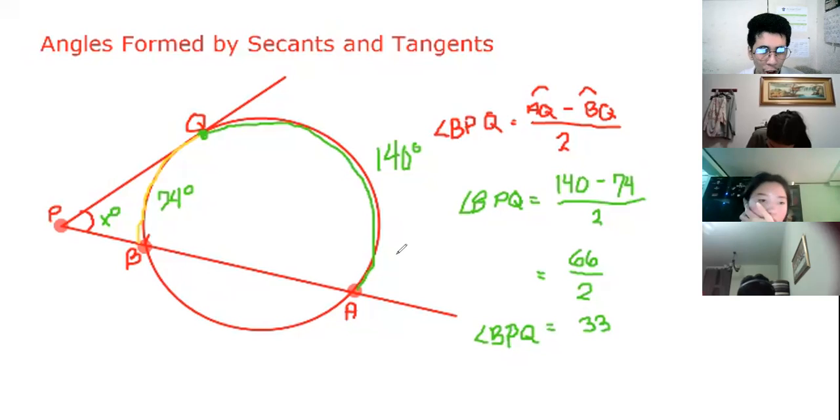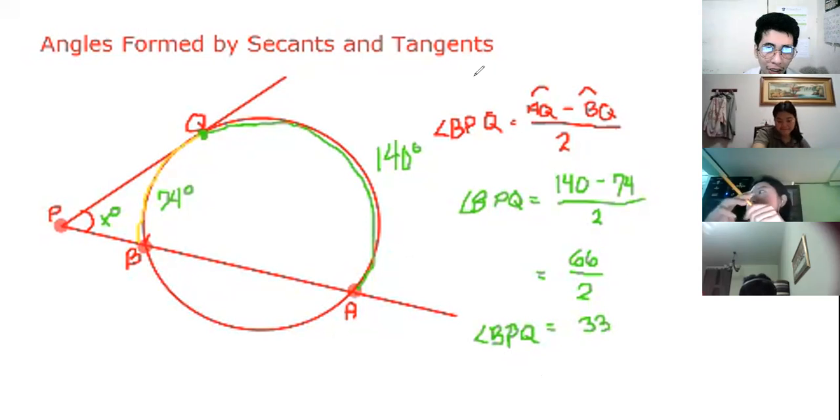So, may tanong ba dito? Sure, paano po kapag yung nawawala po ay yung arc? Yung arc. Ganun din. So, testing natin yung nawawala is si arc.